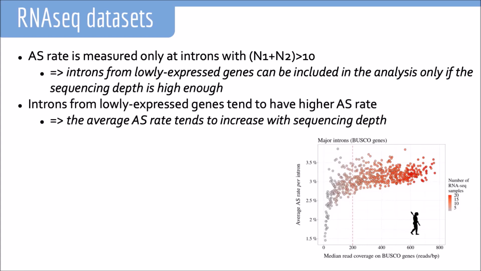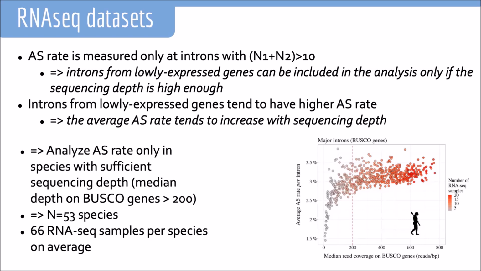And the second point is that, as I mentioned previously, the rate of alternative splicing correlates negatively with gene expression level, so that lowly expressed genes tend to have a higher rate of alternative splicing. And so the average rate of alternative splicing tends to increase with increasing sequencing depth, because when the sequencing depth is limited, we exclude lowly expressed genes in which the rate of alternative splicing is high.